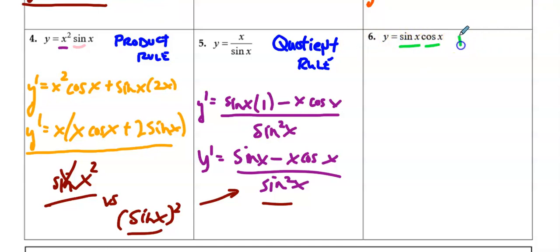We have to use the product rule again, right? Because we have two functions being multiplied together. So I want you guys to get used to that, right? Two functions being multiplied together, I have to use the product rule. And so let's do it.